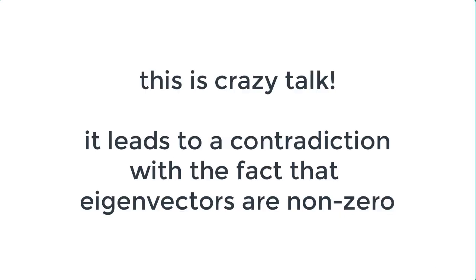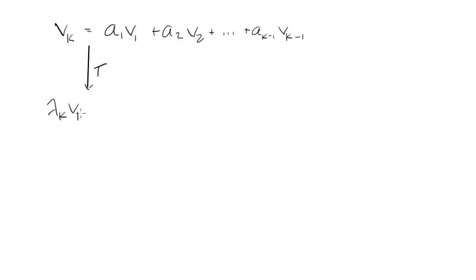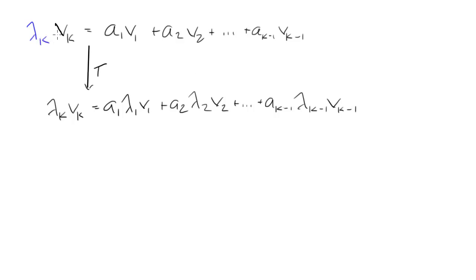But this is crazy. It leads to a contradiction with the fact that eigenvectors are non-zero. So vk is in the span of the others, so it's a linear combination of the other vectors. Hit it with the transformation. They're eigenvectors, and so they just get scaled. Linear transformations respect linear combinations, so it just distributes over the span. Here's the secret sauce. We multiply the top equation by lambda k and subtract.